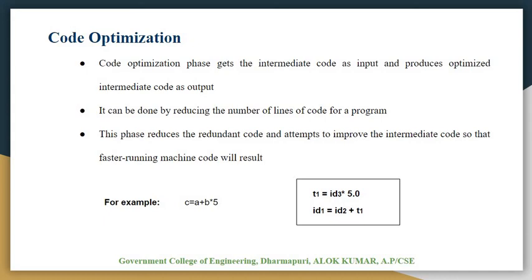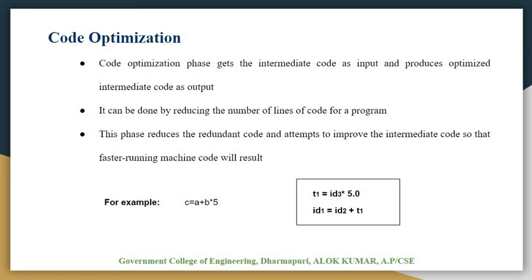So it can be done by reducing the number of lines of code for a program. Code optimization reduces the number of lines of the code. Suppose some program is there, so it reduces so that we can optimize the code. This phase reduces the redundant code and attempts to improve the intermediate code so that the fast running machine code it will generate. Suppose we are taking one example, c equals a plus b into 5.